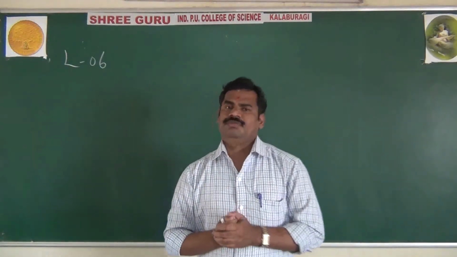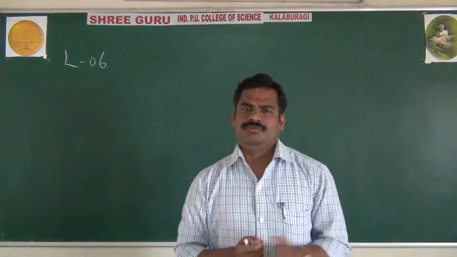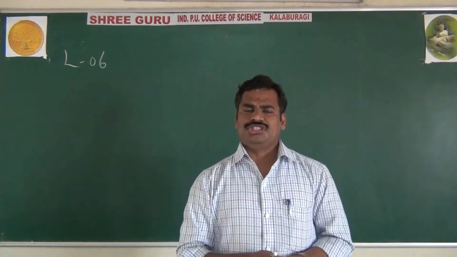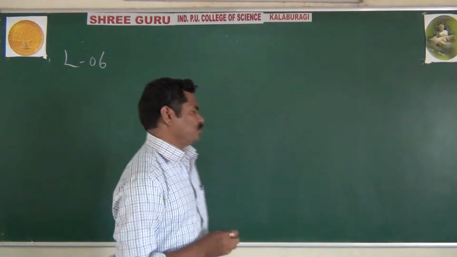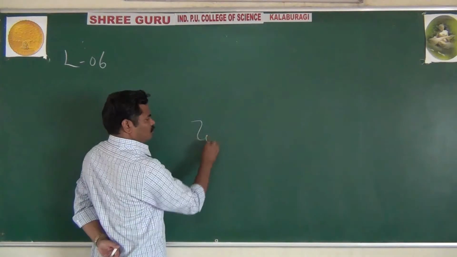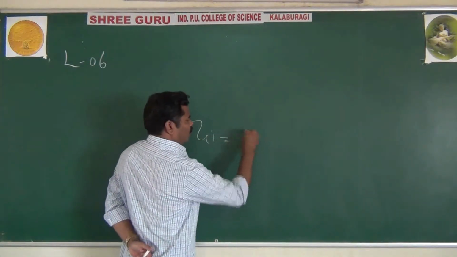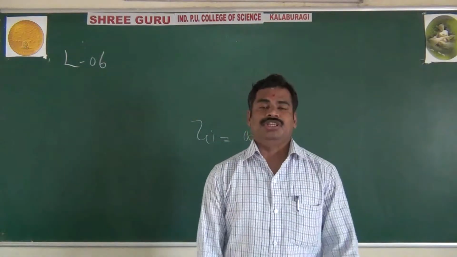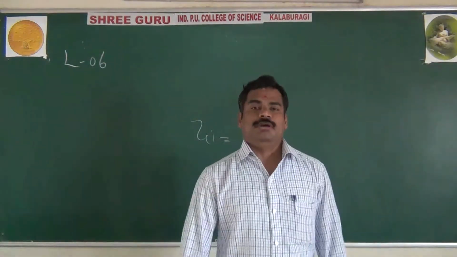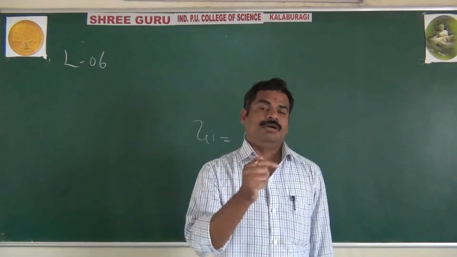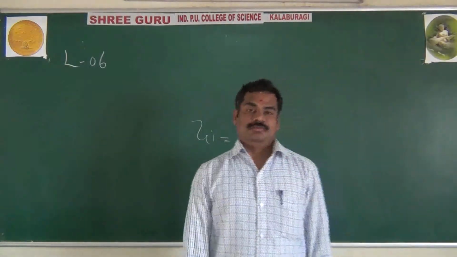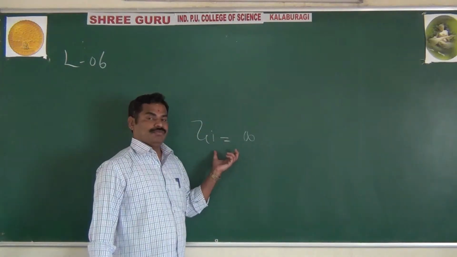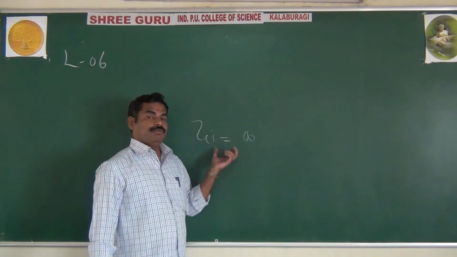If you are considering the ideal op-amp, you have to consider the ideal characteristics. One important one, as I said already, is that the input impedance Zi is infinity. And why do we use this concept? Because the input impedance is infinity, the current is not going inside the op-amp.